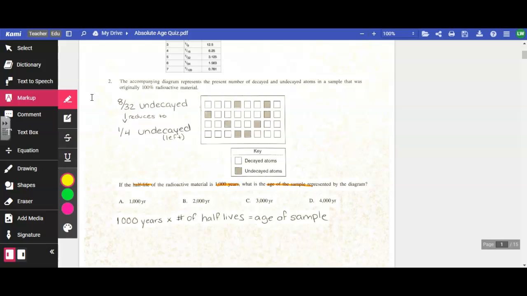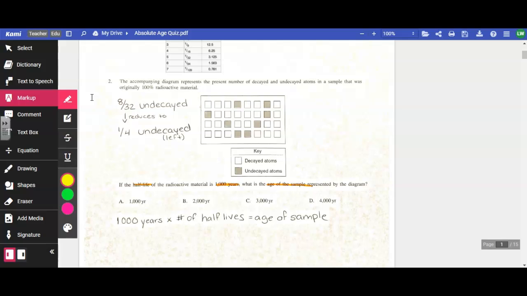Okay, so pause if you ever need a little bit more time. So number 2 says the accompanying diagram represents the present number of decayed and undecayed atoms in a sample that was originally 100% radioactive material. So the dark ones are the undecayed atoms, the ones that are left over, and the light ones are the ones that were decayed and they're no longer there. They've decayed away. So it says, if the half-life of the radioactive material is 1,000 years, what is the age of the sample represented by this diagram?